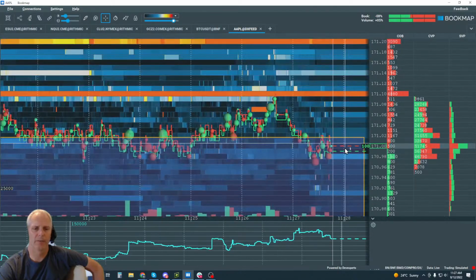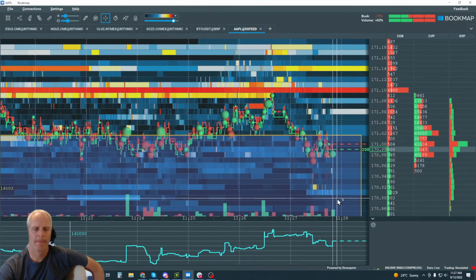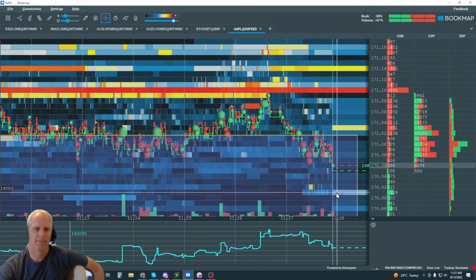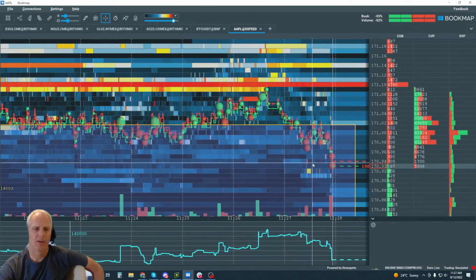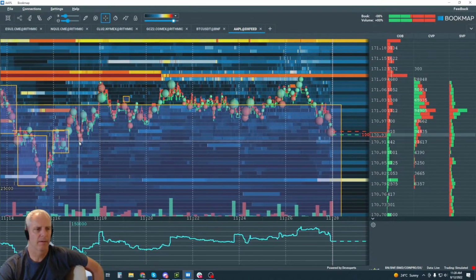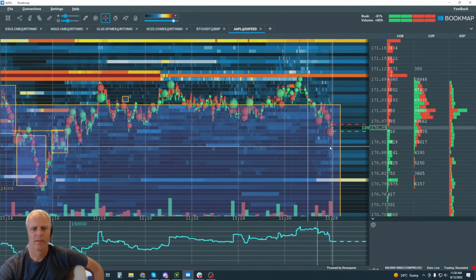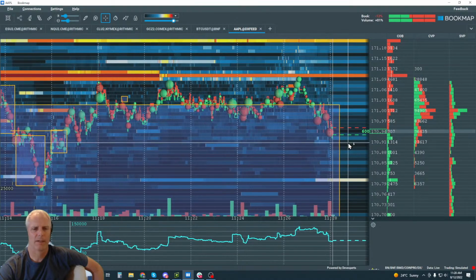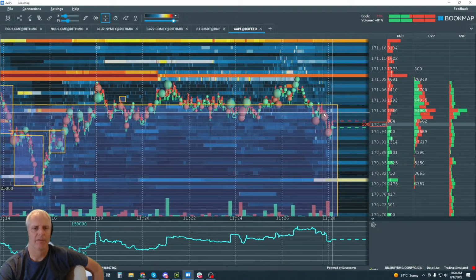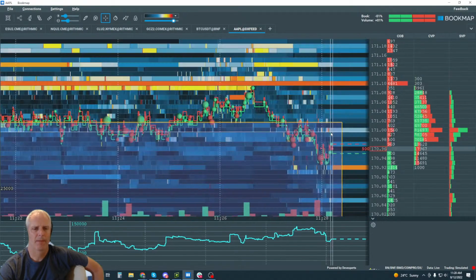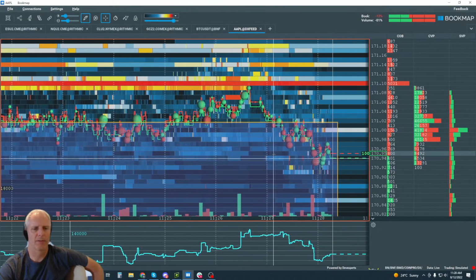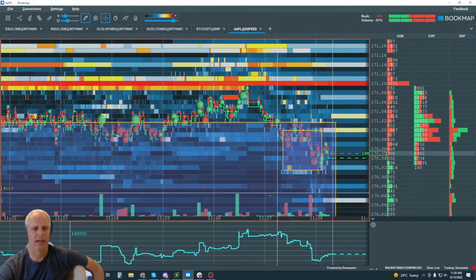Okay, let's see if we get some support in here. They're on the bid here. Nope. That's going to be a nice little stop run. Okay, let's see if we get a false breakdown. This is one of my favorites, actually, the false breakdown or false breakout, and get back up above that.